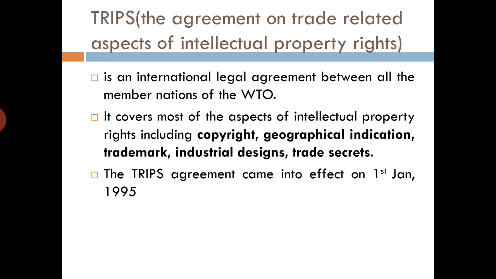Today I am going to discuss the agreement on Trade Related Aspects of Intellectual Property Rights. It is an international legal agreement between all the members of WTO. It covers most of the aspects of intellectual property rights, including copyright, geographical indication, trademark, industrial design and trade secrets. Before moving ahead to the details of this agreement, I would like to discuss what is intellectual property, what is intellectual property rights, and what are the divisions of intellectual property.